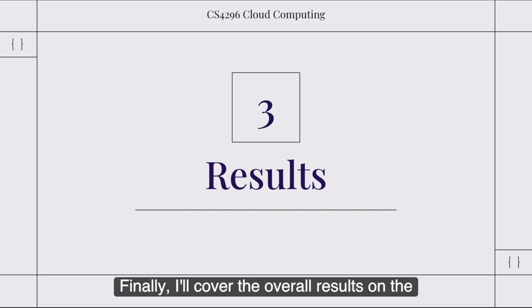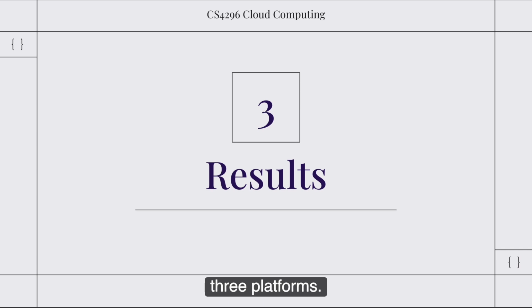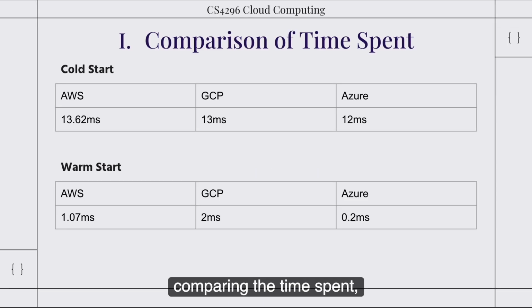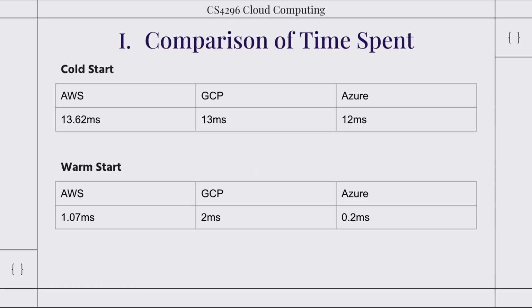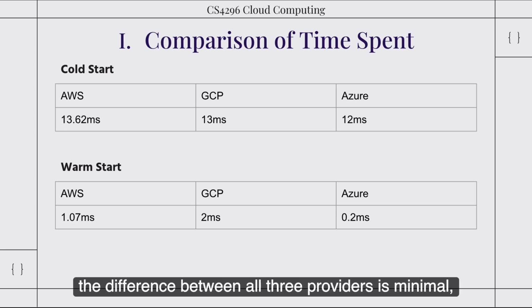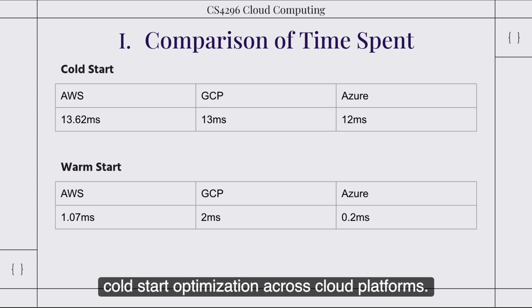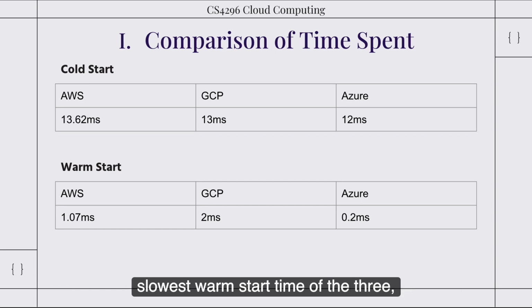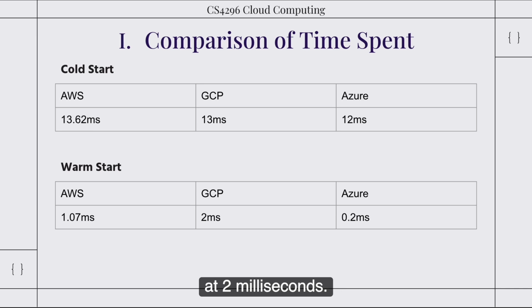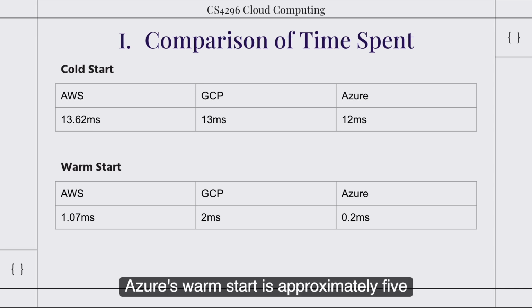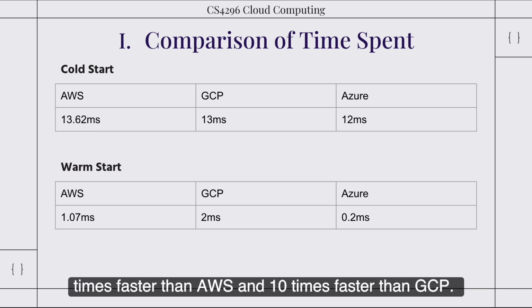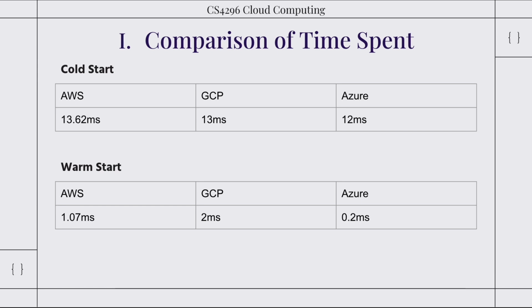Finally, I'll cover the overall results on the three platforms. Firstly, comparing the time spent, as we can see from the table here, regarding cold start, the difference between all three providers is minimal, suggesting comparable cold start optimization across cloud platforms. However, for warm start, GCP somehow has the slowest warm start time of the three, at 0.2 milliseconds. Azure's warm start is approximately 5 times faster than AWS and 10 times faster than GCP.